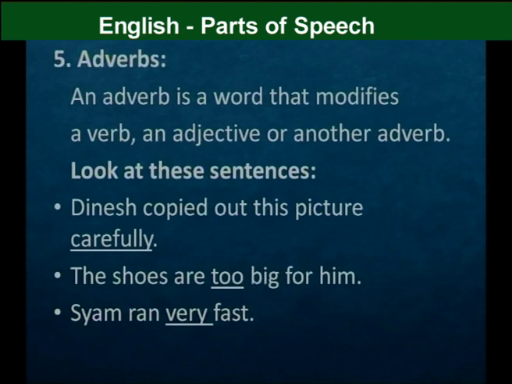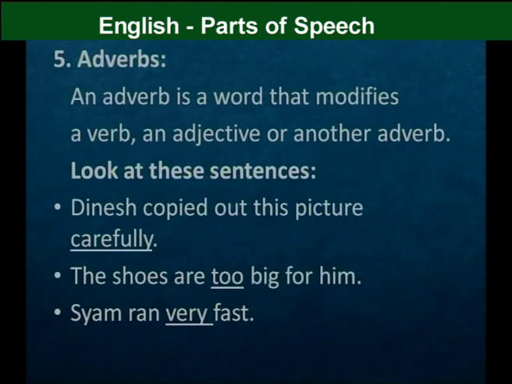Similarly, another sentence: the shoes are too big for him. What are too big? The shoes are too big. The underlined word in this sentence is too big. Big is an adjective. What are big? The shoes are big for him. How big they are? They are too big for him, too big to wear. So, in this sentence, the adverb, the word too, modifies an adjective. What's that adjective? Big.